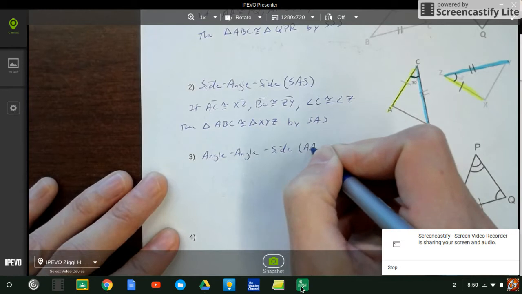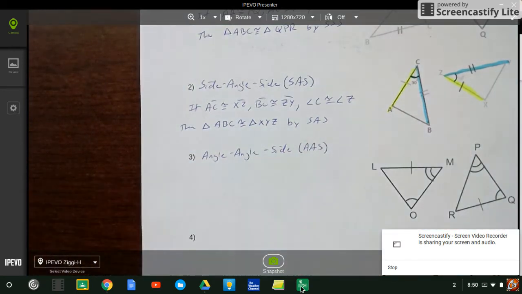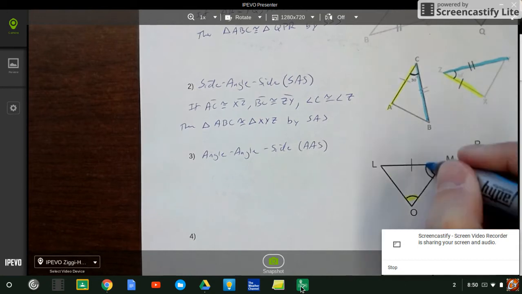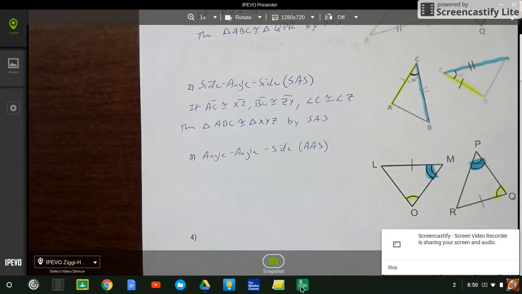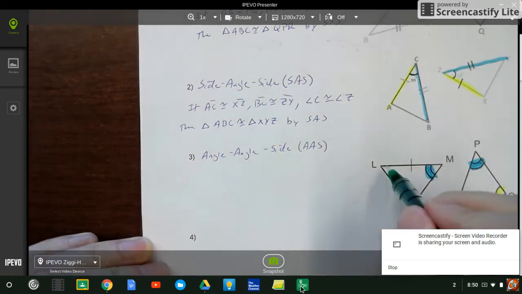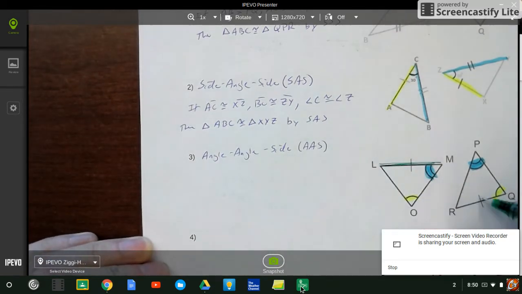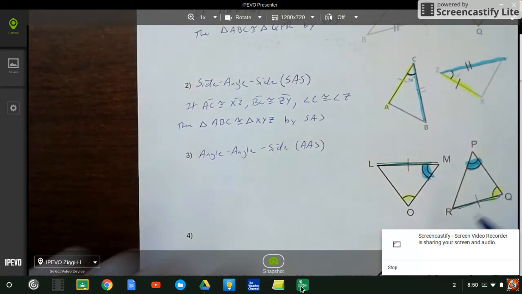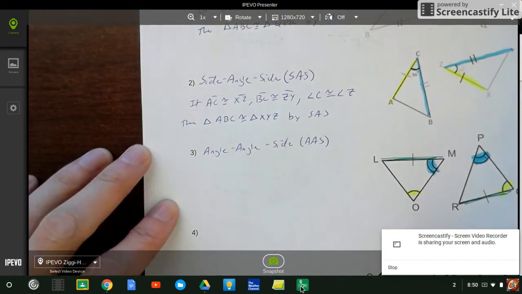Abbreviated AAS. And in this one, you have any 2 angles and then the side not between them. So I've got angle, angle. I've got the other angle. And then I've got the side that is not between them. MO is between them. I want this side. RQ or PQ is the side between them. I want the other side. Okay, so that's going to be my angle, angle, side. And same idea, I'm not going to write out all the pieces.